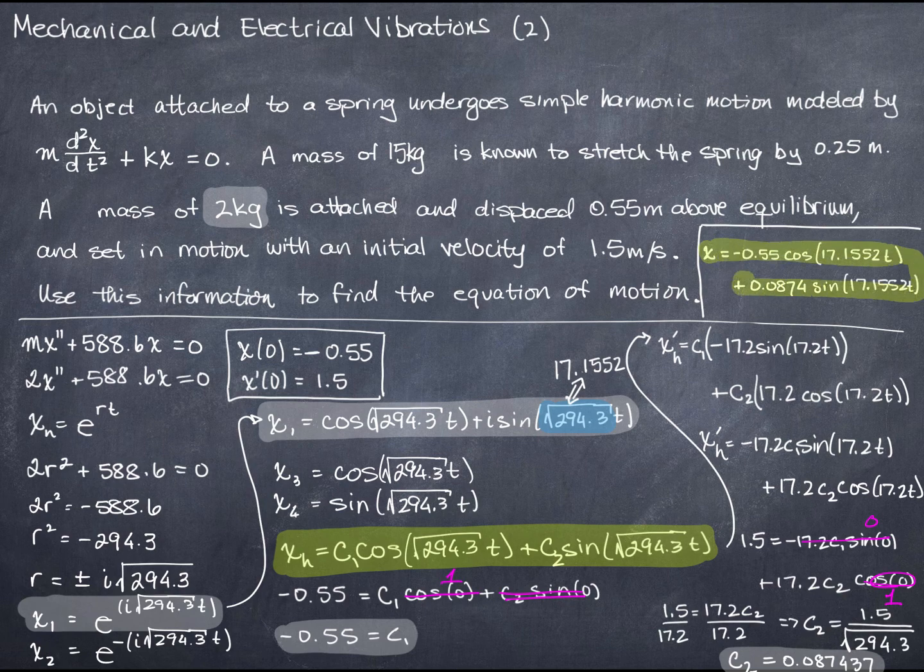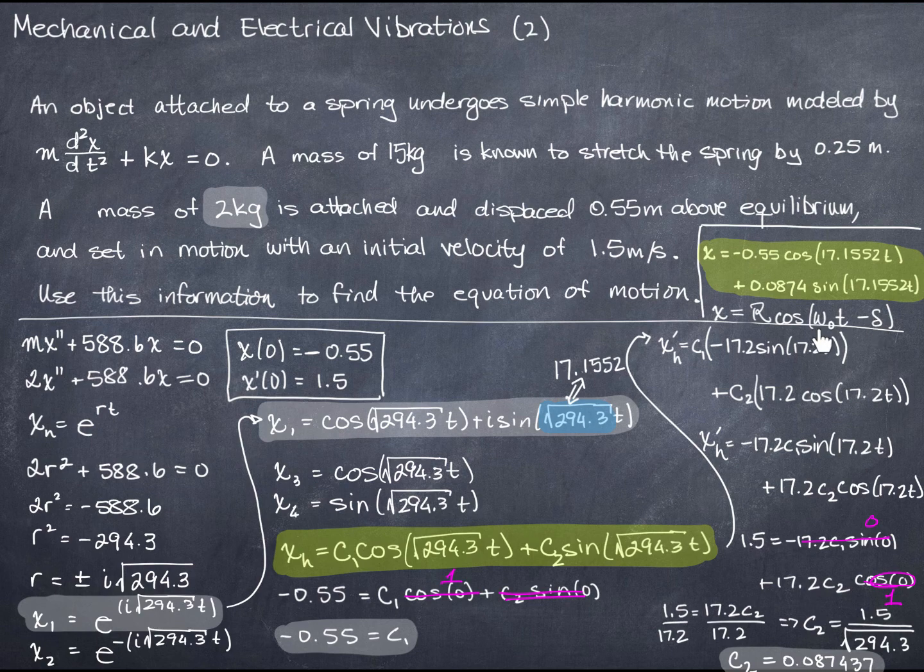Remember, though, that we can also write this in another form, and that is x equals r times the cosine of omega naught t minus delta. And in order to do that, I'm going to need to figure out what r is, what omega is, and what delta is.